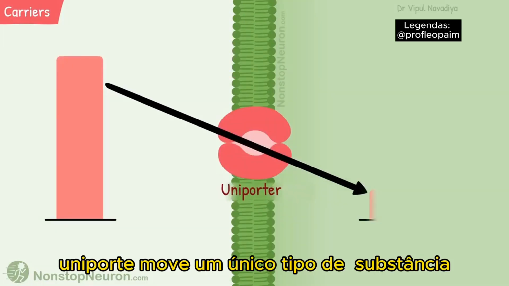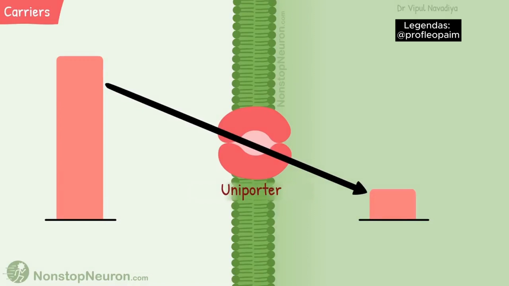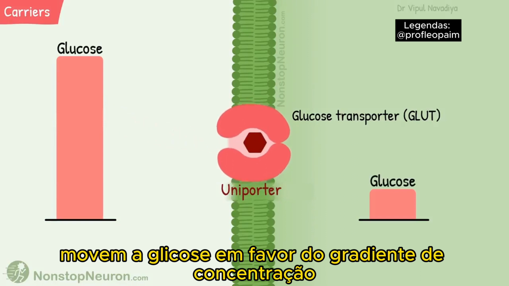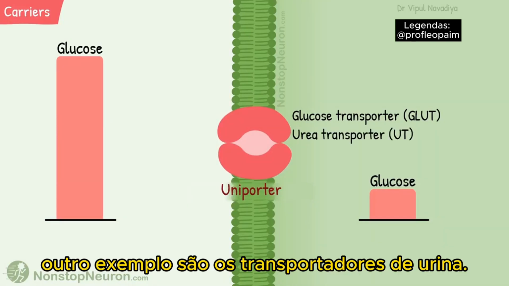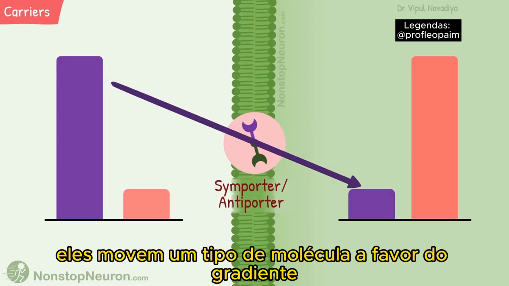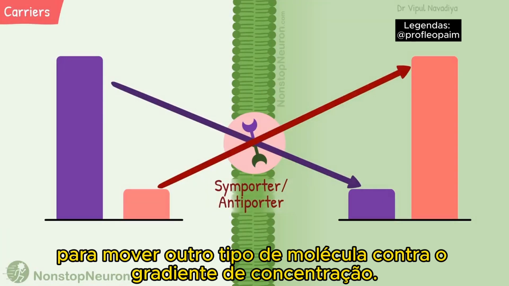Uniporters move a single type of substance down its electrochemical gradient. For example, glucose transporters move glucose down the concentration gradient. Another example of uniporters is urea transporters. Now symporters and antiporters. They move one type of molecule downhill and utilize the energy from their movement to move another type of molecules uphill.